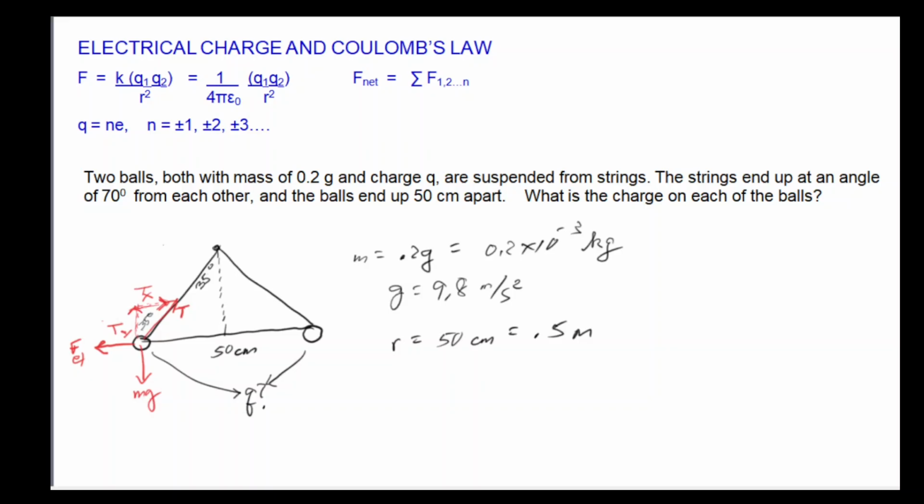Let's do one more problem. Two balls, both with mass of 0.2 grams and charge Q, are suspended from strings. The strings end up at an angle of 70 degrees from each other, and the balls end up 50 centimeters apart. What is the charge on each of the balls? So I've diagrammed this. You can see the two balls hanging, and they have a charge Q, which we're trying to find.